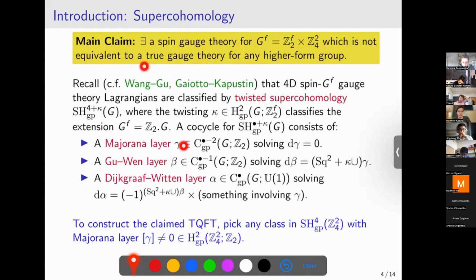Really what I'm telling you about is a cohomology theory introduced by Wang and Gu, based on work of Gu and Wen. Those papers called it supercohomology. The cohomology theory in question is much, much older. It probably goes back to Thom or so. Mathematicians have known about it for 100 years, but it didn't have a single name as far as I can tell before these physics papers.